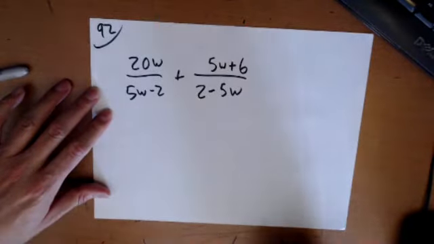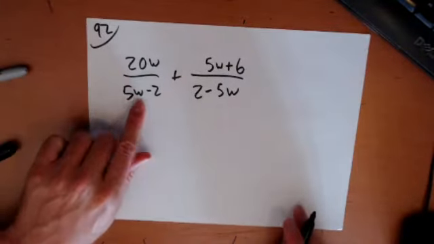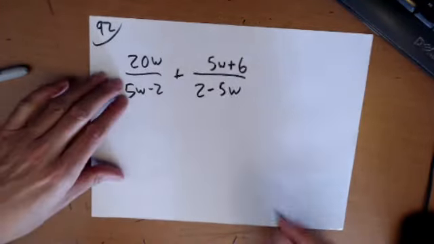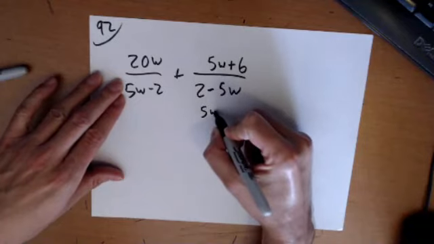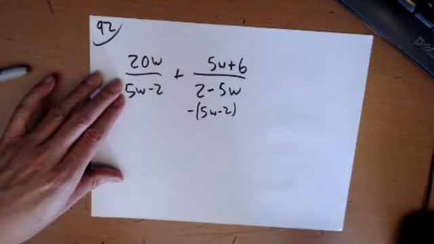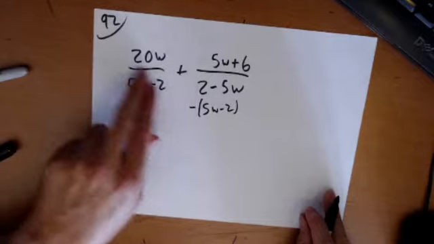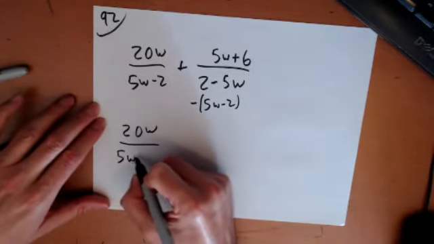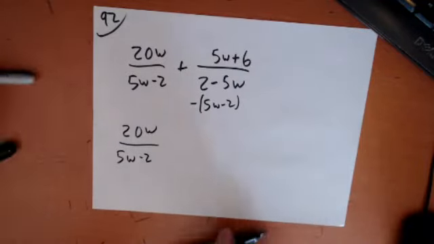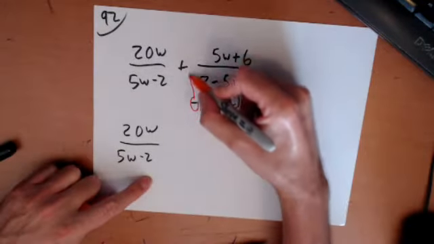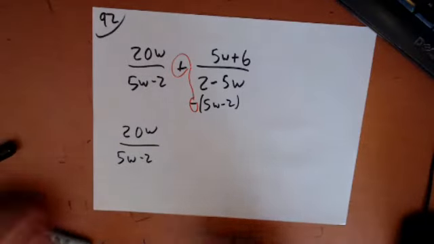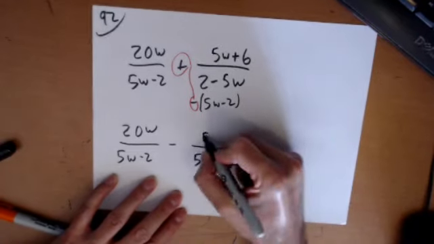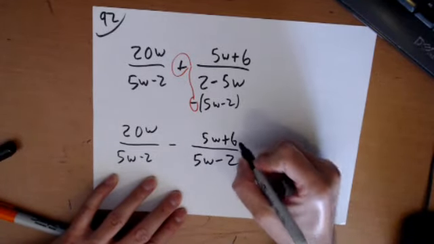Okay, so here's what I would do. 5w minus 2, cool. It'd be a lot better if this was 5w minus 2, so couldn't I just spin it? And if I spin it around the minus sign, I just need to pull out a minus sign. Okay, so now the bottoms sort of look alike. Let me write it a little bit prettier. So 20w over 5w minus 2, and what if I just moved the minus sign out in front, so it's now minus 5w minus 2, 5w plus 6.